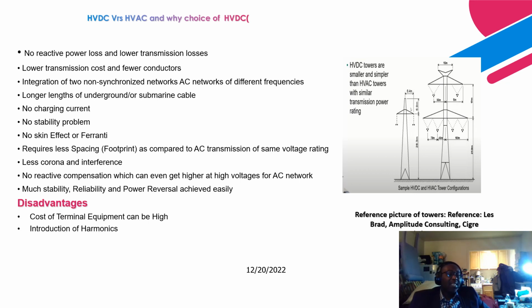Now let's talk about the disadvantages. As much as we've talked about the advantages, and the choice for HVDC over HVAC, let's talk about the disadvantages. The terminal cost can be very high, though as you increase the distance, right beyond the break-even distance, it pays off and the terminal cost becomes lower. So for underground cable or submarine cable at distances of more than 80 kilometers, the cost becomes much lower. But at distances below 80 kilometers, you have a high terminal cost.